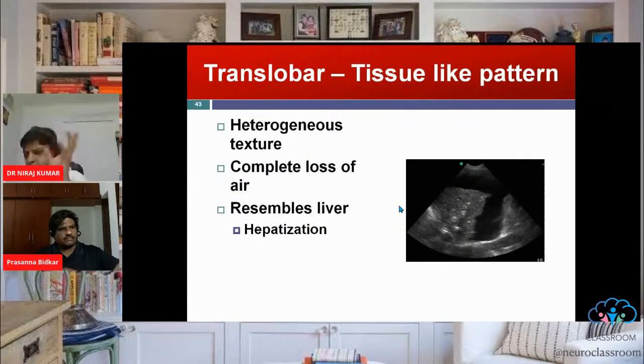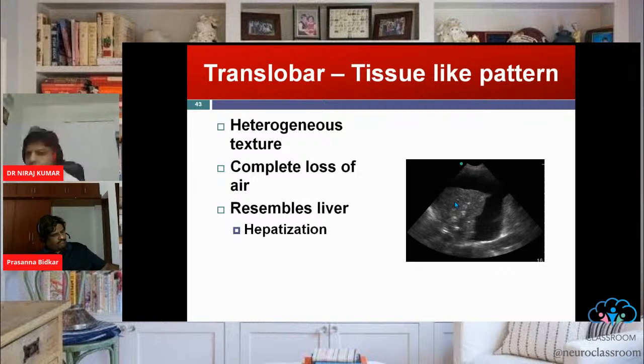So previously we saw that the consolidation pattern had just started at the periphery, just below the pleura, and that was a shredded pattern. Now the consolidation has involved the whole lobe. Now it is called the translobar pattern or tissue-like pattern. Now you can see this lung appears like a liver. It is heterogeneous in appearance and looks like a liver, so it is also called hepatization of the lung. You can see that there is complete deaeration of the lung.